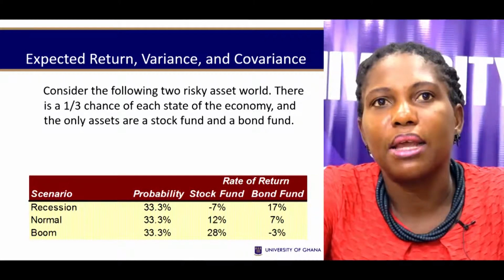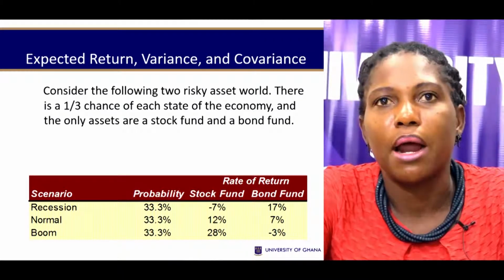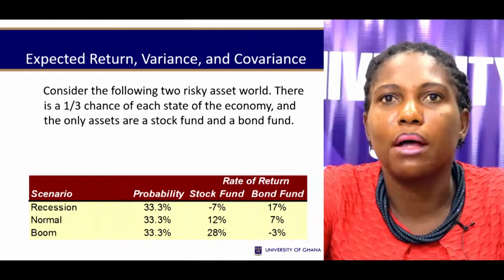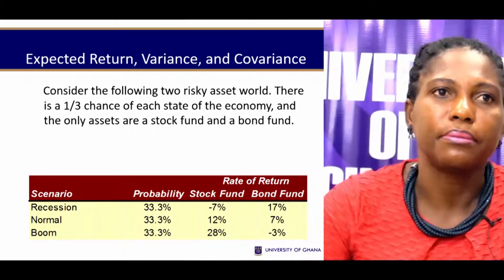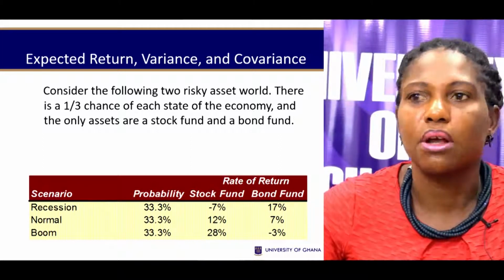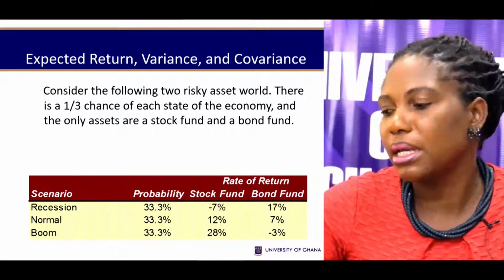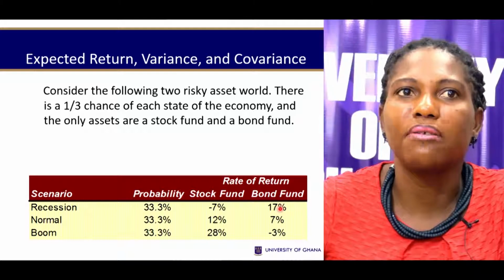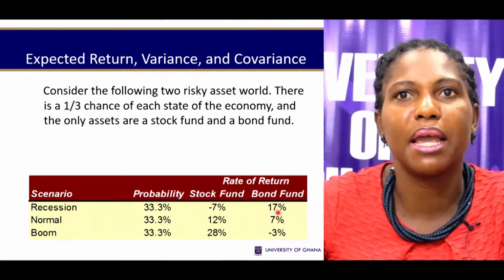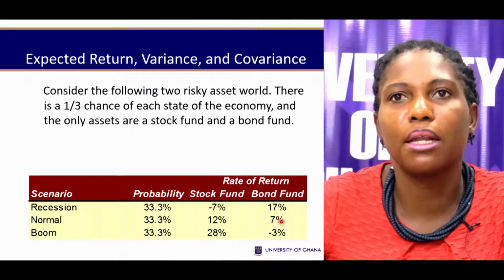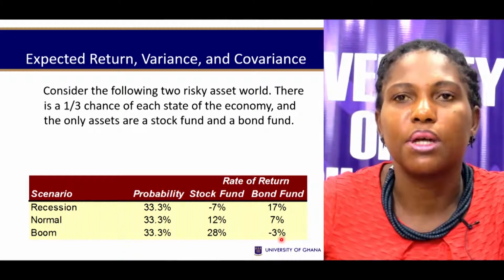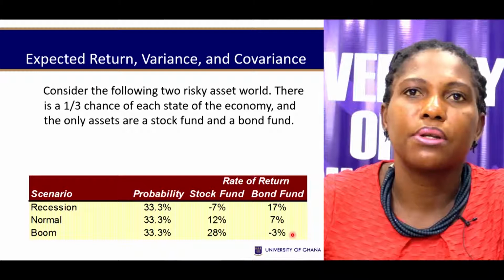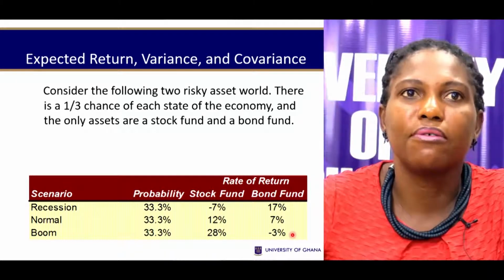Now, in the event that the economy goes into recession, per annum, the stock fund will return -7%. Should it be normal, the stock fund will return 12%. And should the economy boom, the stock fund is going to return 28%. For the bond fund, should the economy go into recession, it's going to make 17%. If it stays normal, it's 7%. And should it boom, this is going to make -3%.